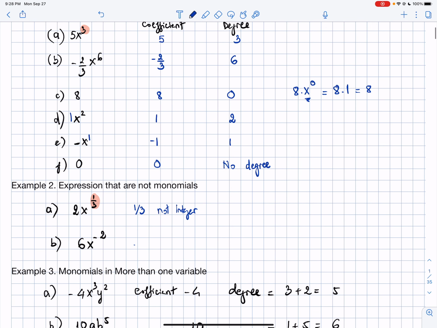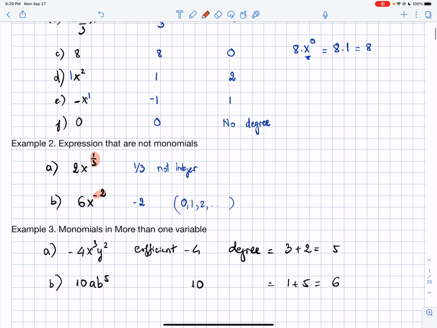And then -2 is not non-negative. It has to be from 0, 1, 2, 3. So -2 is not from this list. So that's why in example 2, A and B are both not monomials.